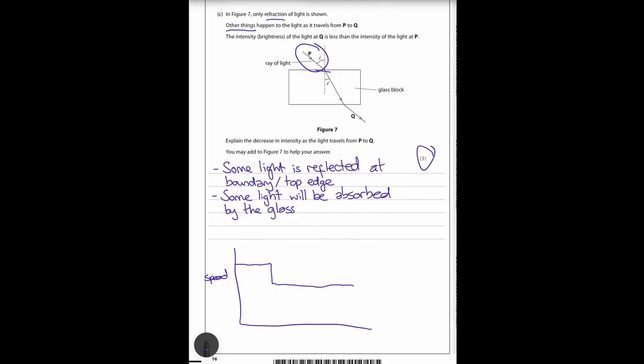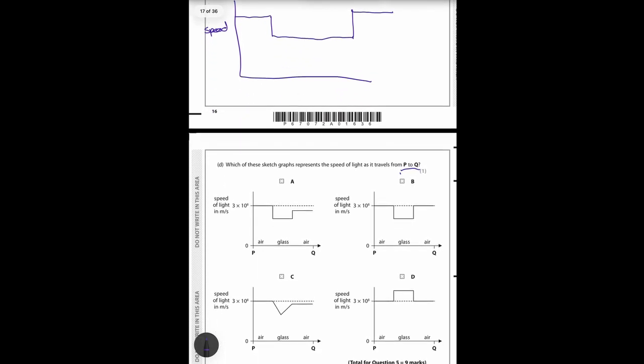And then Q's over here, so it has to come out of the glass again, and then it goes back to the speed in air. So I'm looking for a graph that looks kind of like this. So I'm going to look at all the options and hope that there's a graph that looks like this.